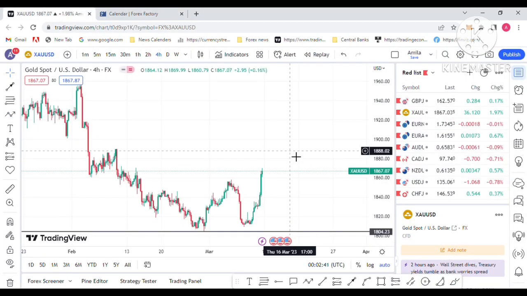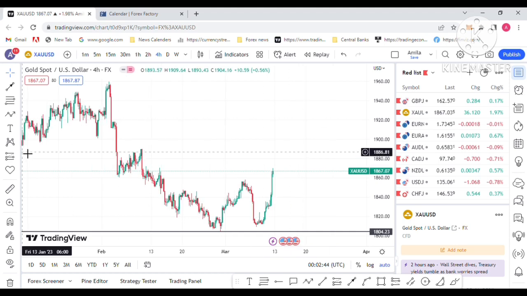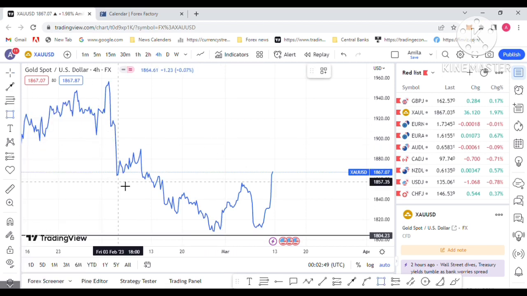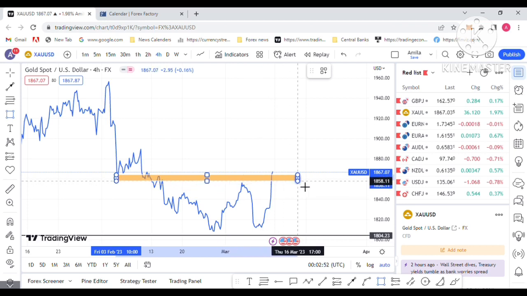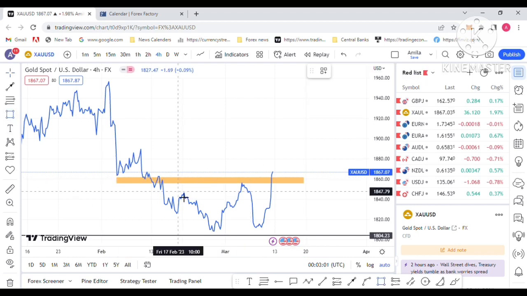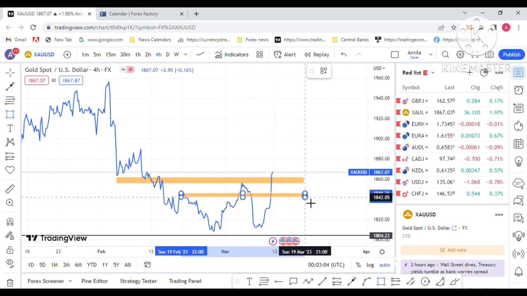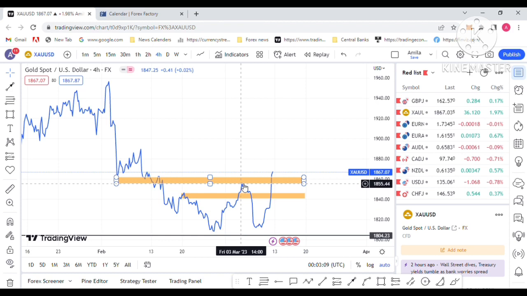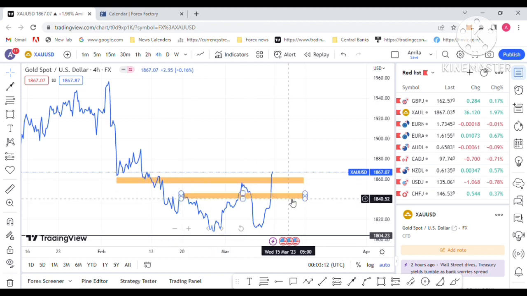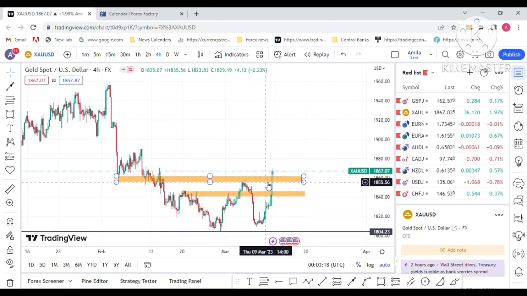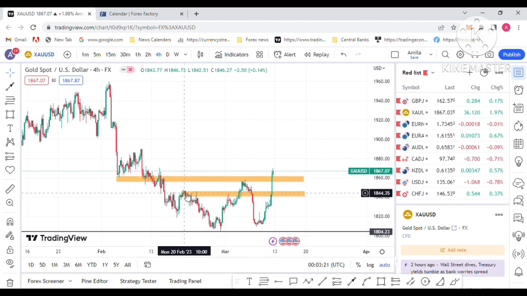So now let's move to the technical analysis. I move to the 4-hour chart, and I move to the line chart as well. This is my level for gold retracement next week. This is my first level, which I am marking in yellow color, and this is the second level. The left side resistance should be supporting the right side. So these are the two levels I am marking for your gold buy trade next week.